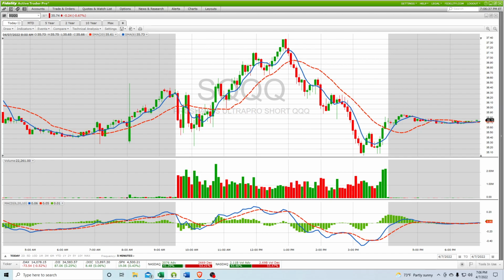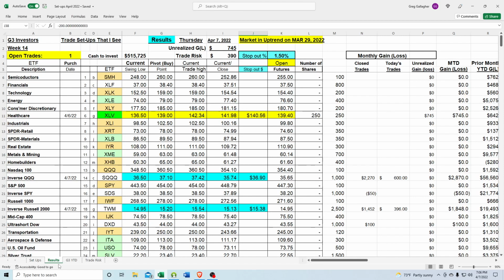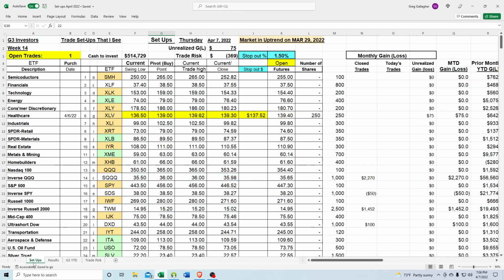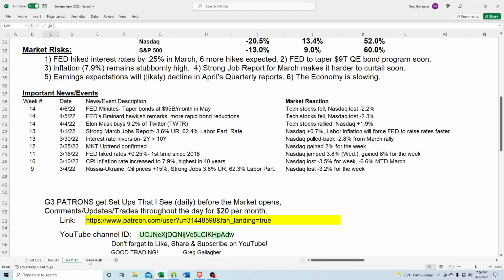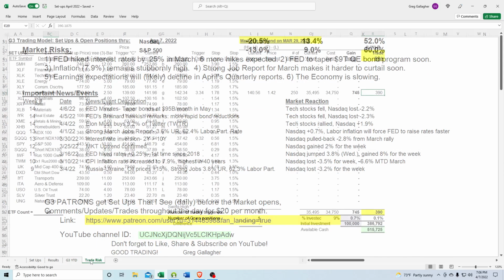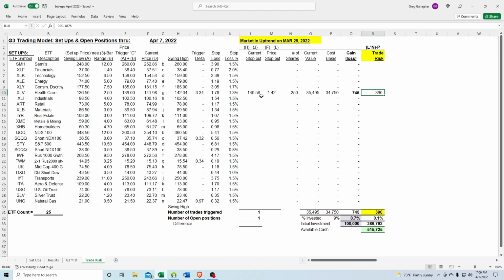Okay, let me go back. We've done the setups, we've done the results, we've done the year-to-date, and then the trade risk. So that pretty much explains what you get at G3 Investors each and every day.